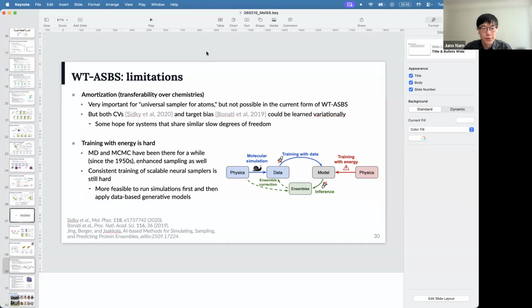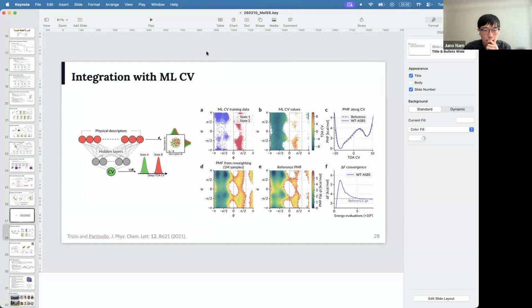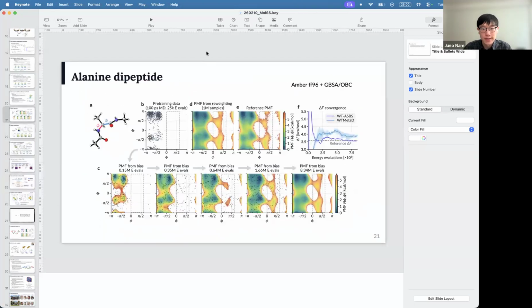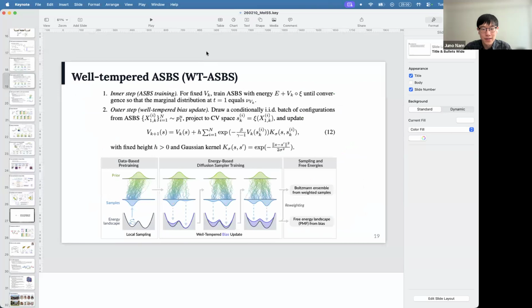I think that's a really good question. For methods like ASBS, the same sampler can be either trained by data using bridge matching, or trained from an energy function using the adjoint matching loss. So when we think of system size and scalability, it could also be trained by data.